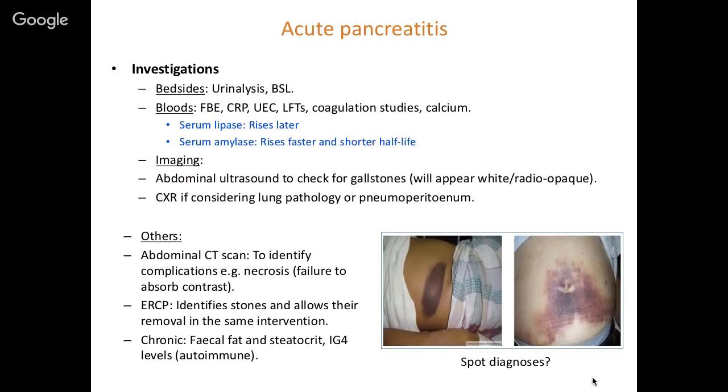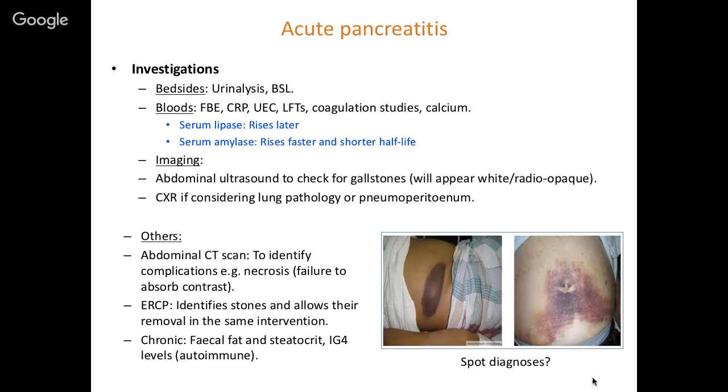In terms of investigations, it's all on the slides. Blood sugar levels, if you're worried about chronic pancreatitis leading to diabetes. Urinalysis, if you're looking for an obstructive picture. Everything else is there. So FBE, you might see a neutrophilia. CRP would be elevated. I guess UEC, if you're worried about an acute kidney injury, which can be a complication. And then you're looking at LFTs and coags.